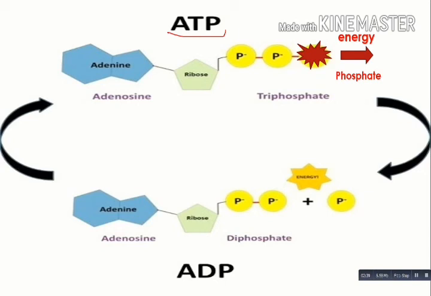ADP can become ATP again when you combine another phosphate and energy. This is when we intake food and it will be processed through mitochondria, or the powerhouse of the cell. It will be back into a molecule with three phosphates, which is ATP, and the cycle goes on and on.